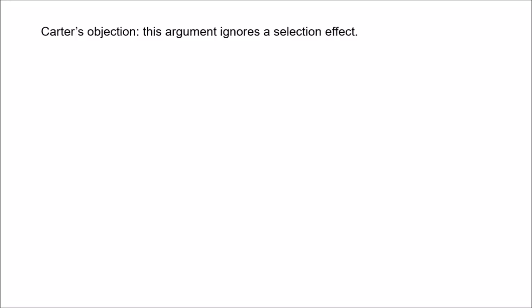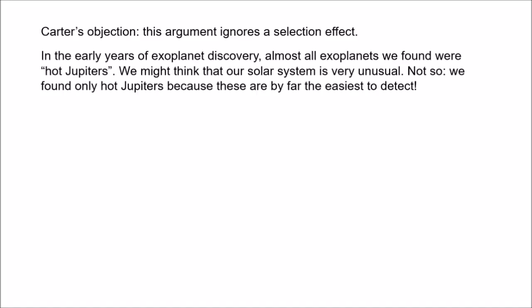So as an example of a selection effect, consider discoveries of extrasolar planets. In the early years of exoplanet discovery, all the extrasolar planets that we found were hot Jupiters. These are gas giants orbiting very close to their parent stars. Now, naively, we might look at this and assume our solar system must be extremely unusual. We've got our solar system with small rocky terrestrial planets close to the sun, and we've got giant planets far away. But then every other system we've discovered has the giant planets close to the star. But that conclusion is wrong.